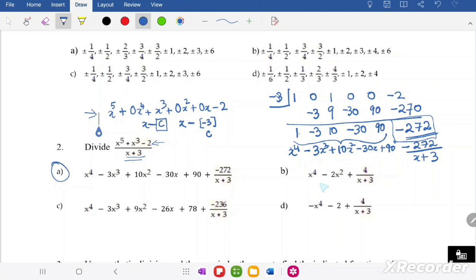All right, so this doesn't have the x cubed and all that, and it doesn't have the correct remainder either. Neither does this one. I don't know how they got a 9 here. All right, so this C is definitely not the right answer. D is definitely not the right answer either. So A is the correct answer.